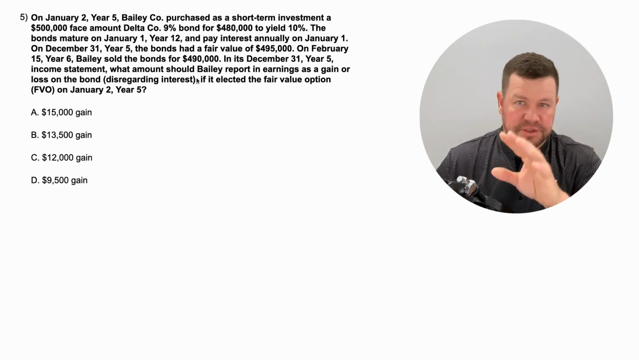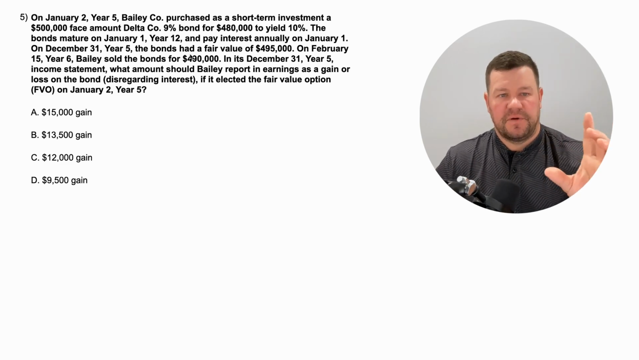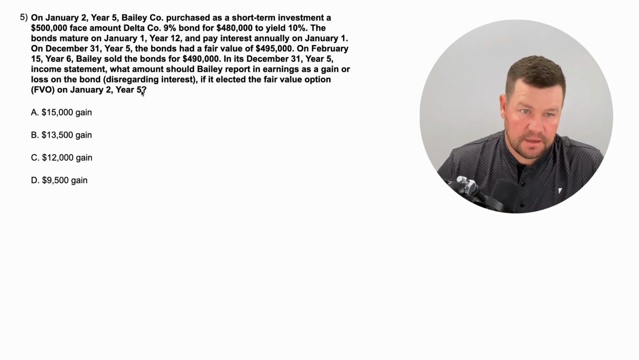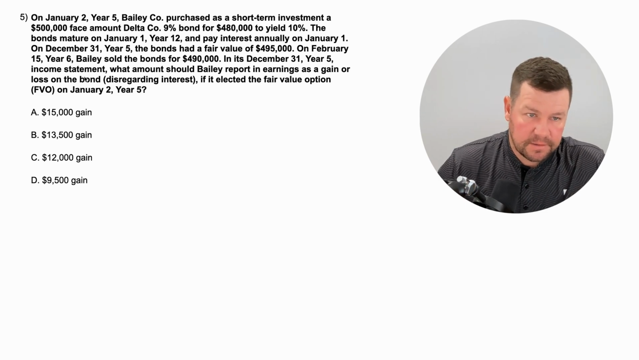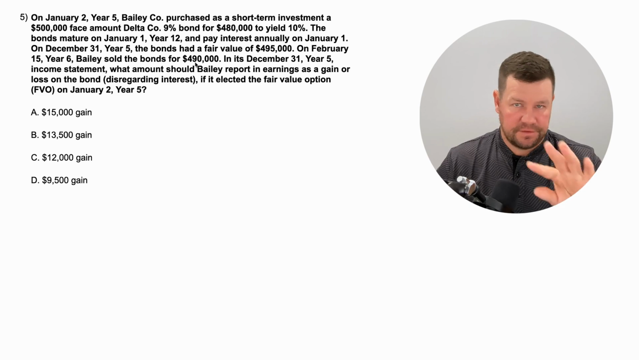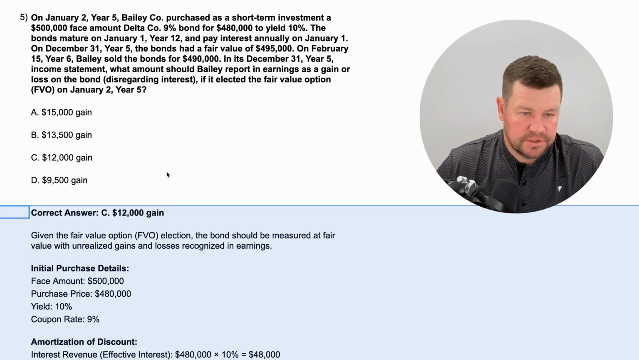Just as a question reading tip, you're always trying to identify what is actually relevant to the actual question. So this is asking for year 5, what would they report? In year 6 that they sold it, that is not going to have anything to do with what we're trying to figure out with this question. So let's see the solution.